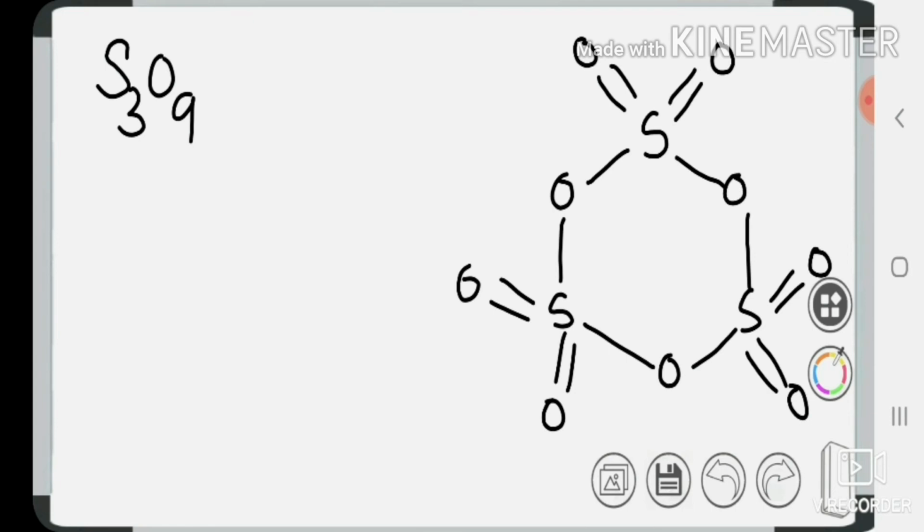In this structure, S3O9 has a 6-membered ring with alternating sulfur and oxygen atoms, and each sulfur has 2 additional double bonds with oxygen. And in this structure you see there are only S-O-S bonds present, there is no sulfur-sulfur bond present. So the correct answer is 0 sulfur-sulfur bonds.